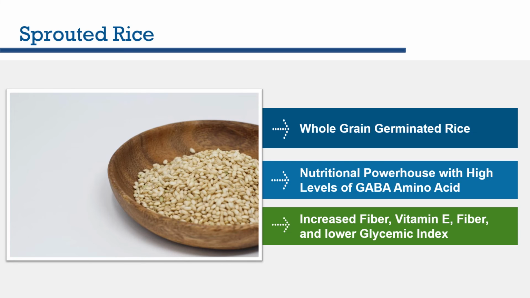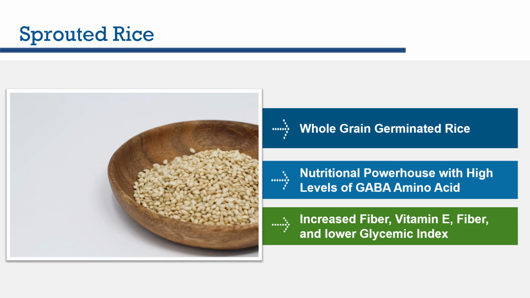Another benefit of the sprouting process is that it softens the bran layer of the rice, allowing the rice to cook faster, softer, and easier to digest than traditional brown rice. Sprouted brown rice has 4 to 5 times the GABA content of regular brown rice and over 10 times the GABA content of white rice.